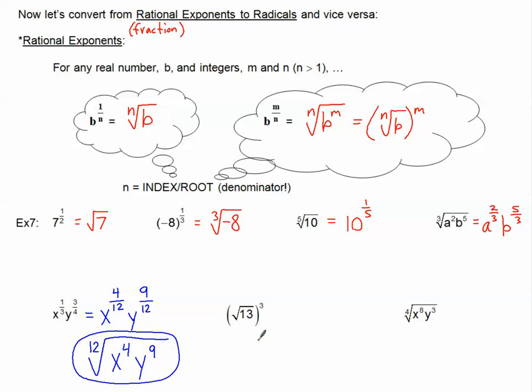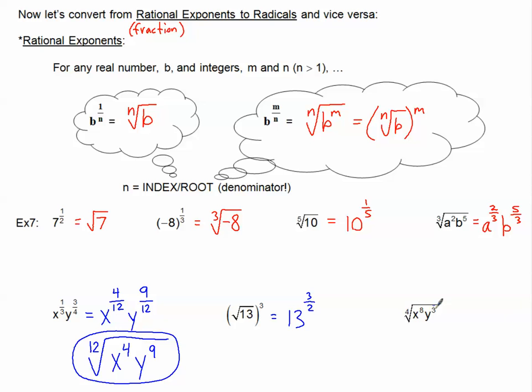What about this one? We've got a square root of 13 and it's being cubed. Well, think about this right here. If we had the square root of 13 being cubed, think about where all those numbers would go right here. Obviously, the 13 is my base, so I'm going to go ahead and write that first. This outer number is the numerator, and the index will always be the denominator. Since I don't see an index, it's implied that it's a 2, so it must be 3 halves. 3 over 2.